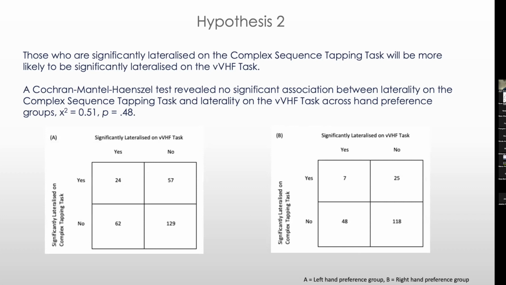And to examine this, we used a Cochran-Mantel-Haenszel test. And this allowed us to test for an association between laterality status, so significantly lateralized or not significantly lateralized on the 2 tasks, whilst also accounting for hand preference. And this indicated that there was no significant association.